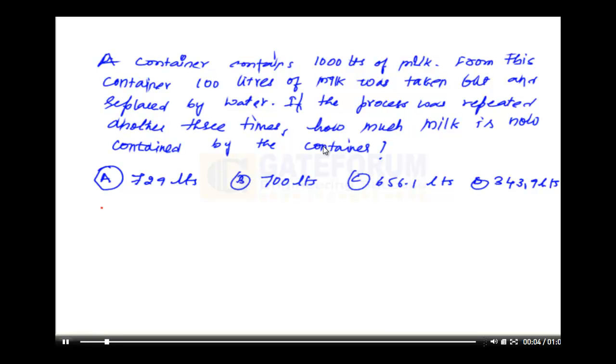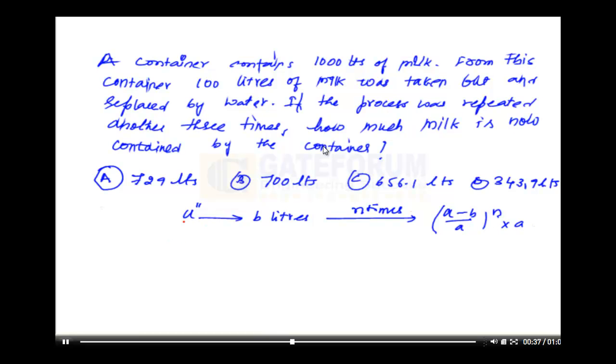From this container, 100 liters of milk was taken and replaced by water. If the process was repeated another 3 times, how much milk is now contained by the container? Now, let us consider a formula. If there is some liquid, let us say A liters, of which B liters are taken every time. If this process is repeated n times, then the volume of the liquid present in the container will be A minus B by A whole power n into A.